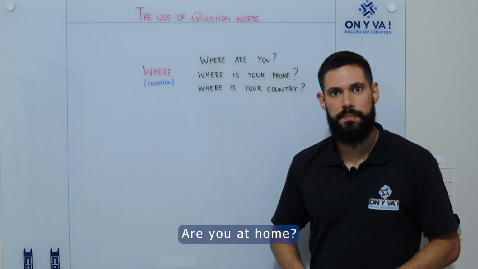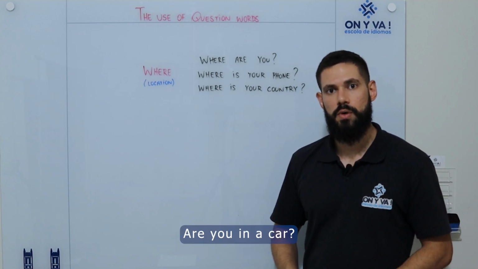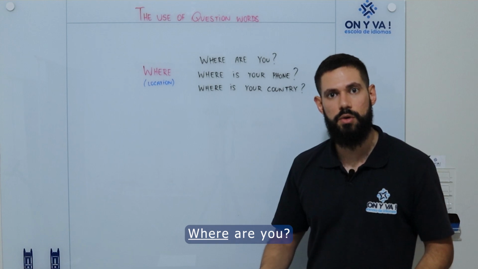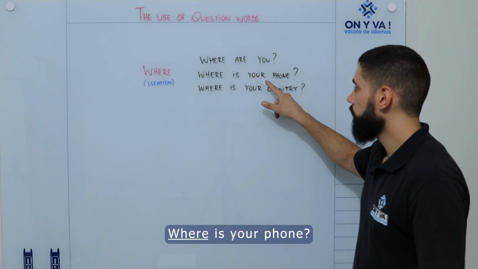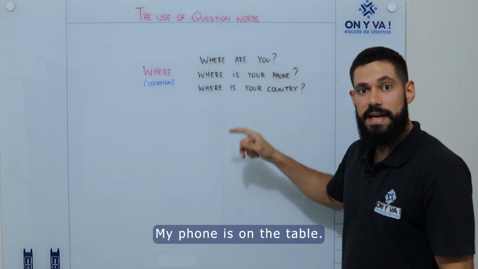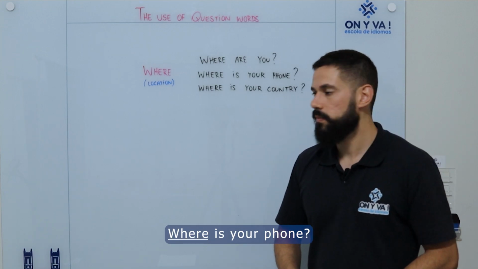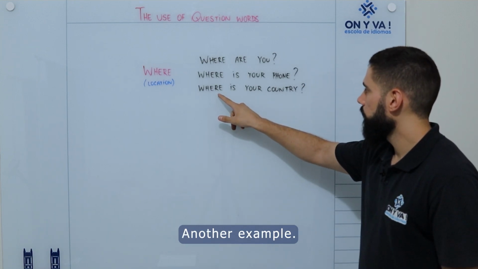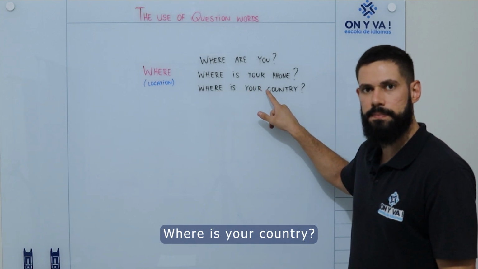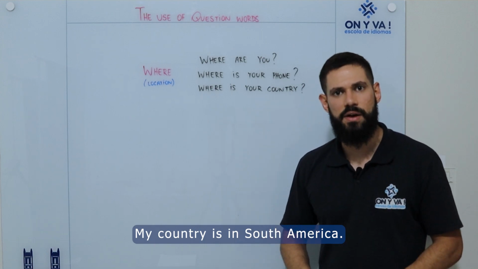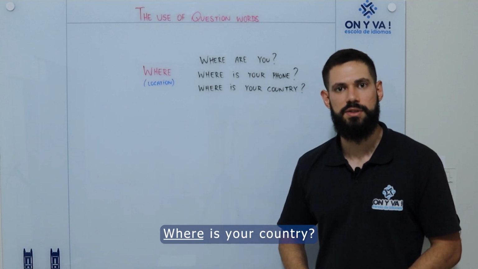Are you at home? Are you in the house of friends? Are you in a car? Where are you? Another example. Where is your phone? My phone is on the table. How about your phone? Where is your phone? Another example. Where is your country? My country is in South America. How about your country? Where is your country?